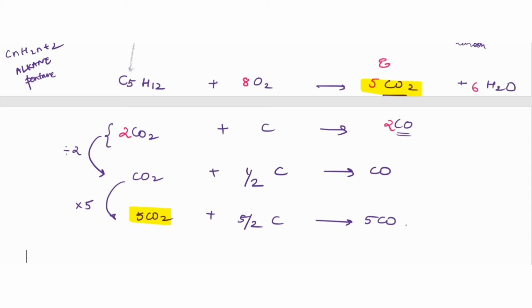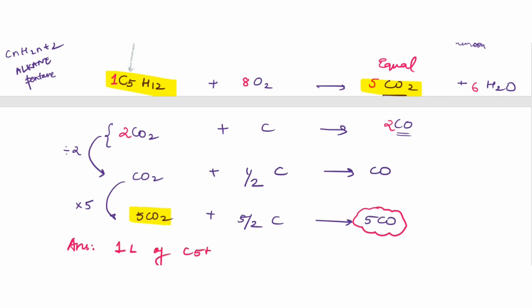So to produce 5 liters of CO, can you see, we took only 1 liter of C5H12, that is pentane. We took 1 liter of pentane initially. So 1 liter is the answer. I hope you have understood.